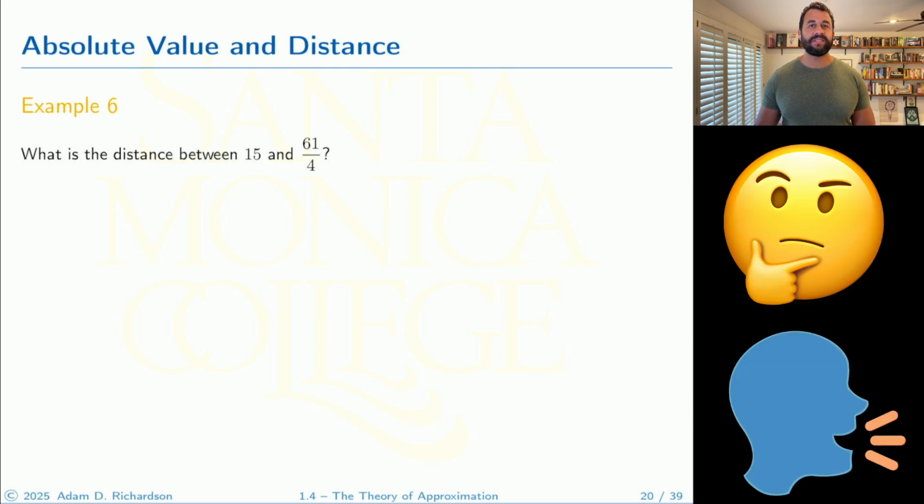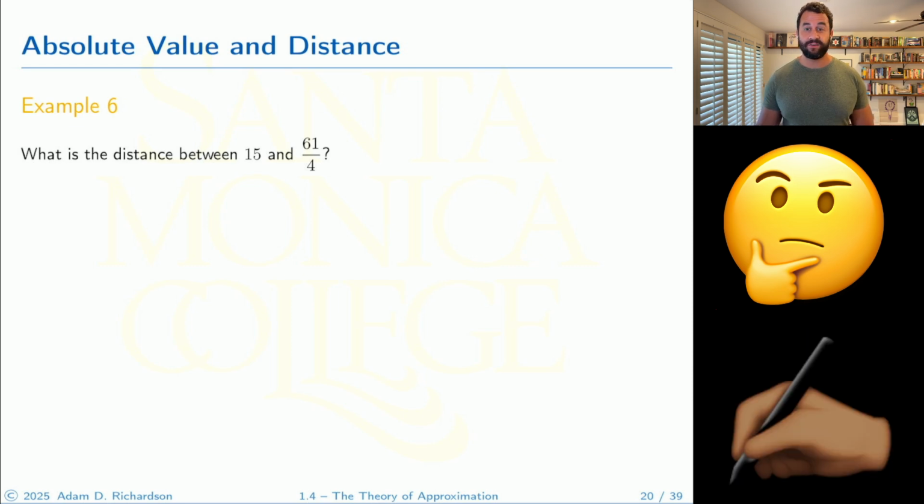Okay, now I want you to say something out loud to yourself or to your dog or to your cat, to your friends, to your brothers, your sisters, about what you think this distance will be and why. Right. Now I want you to try to work it out on your own. See if you can compute that distance. And I'll give you a hint. Write 61 over 4 as a mixed numeral and see what you get.